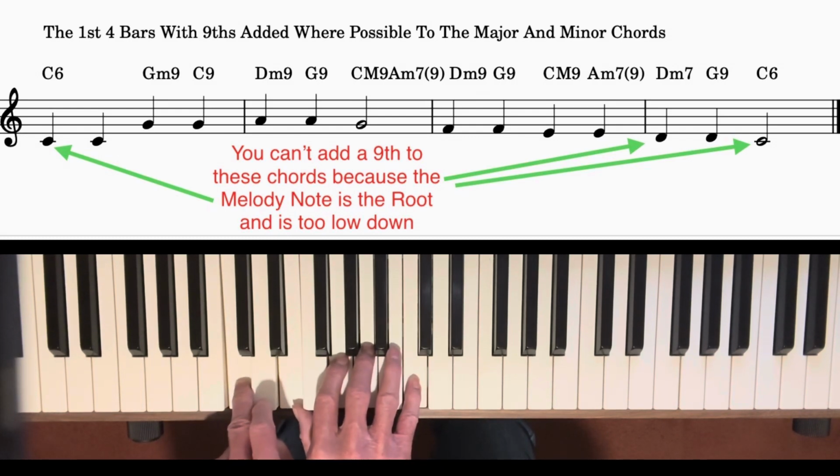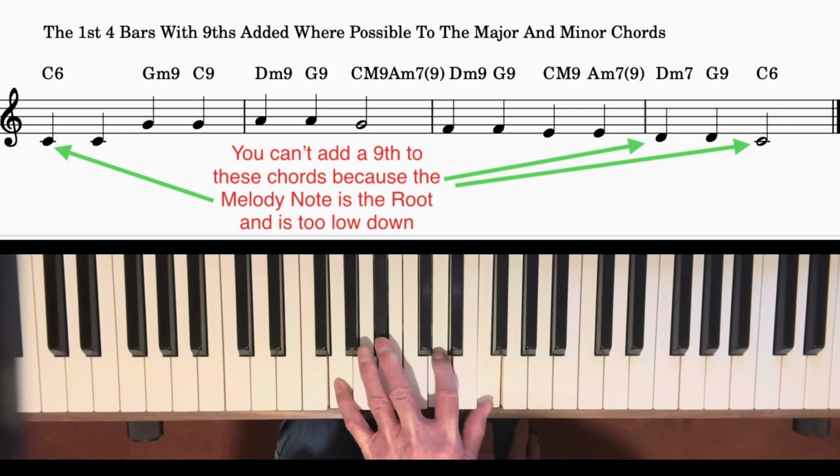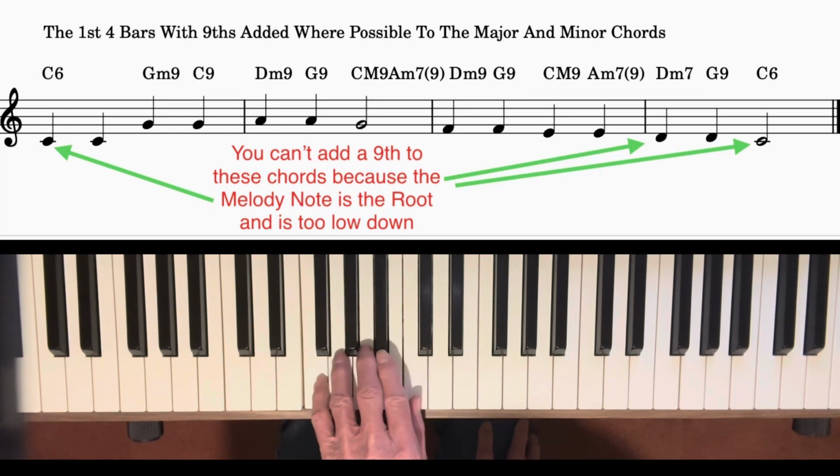Let's look at G minor 7. Can we put a ninth in there? Well, first of all, remember that G minor 7 has a B flat in it. That's because it's borrowed from the key of F major. So the 3rd of the chord, B flat, comes from the F major scale.